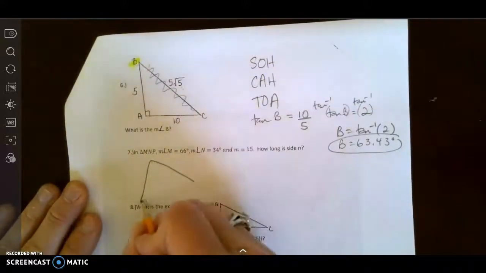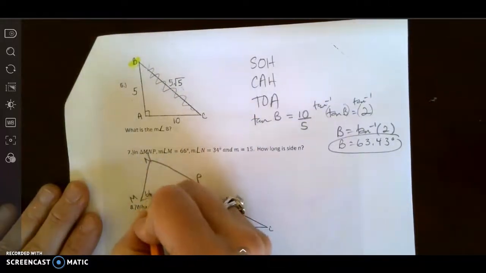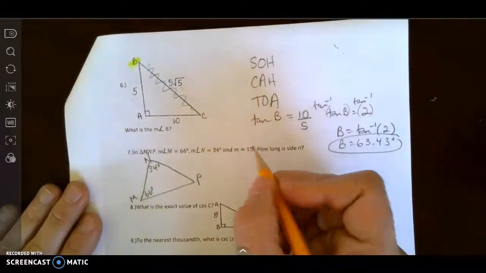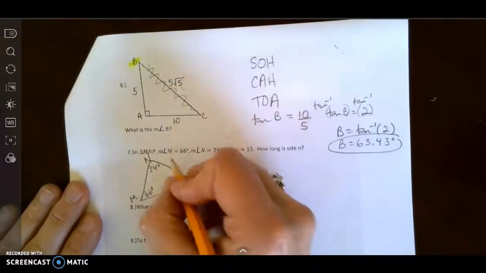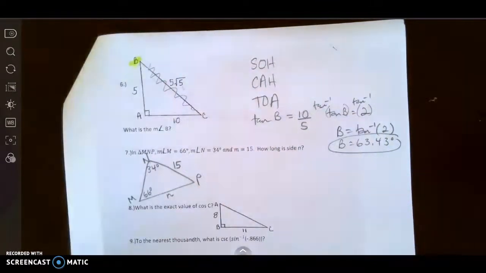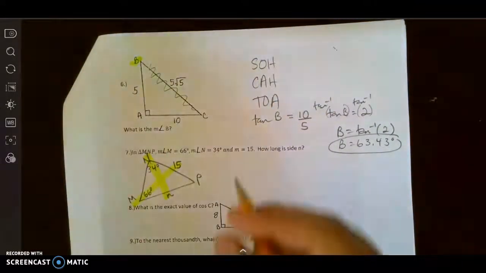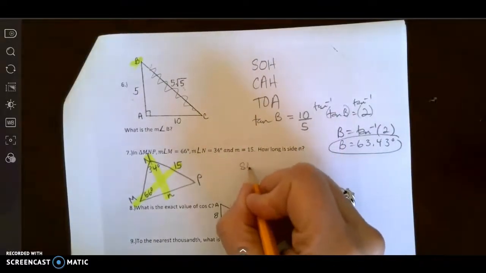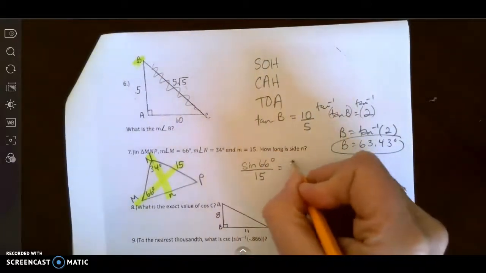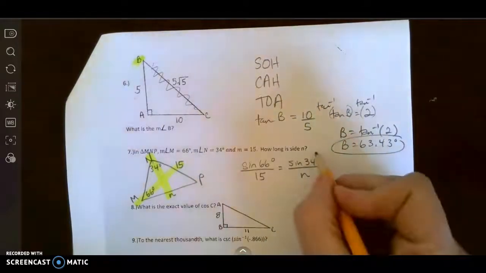Triangle MNP. Angle M is 66. Angle N is 34. And side M is 15. And I'm looking for side N. Let's see. So I have both of these, and I need this one. I'm going to use law of sines here, which says that the sine of 66 degrees divided by the side opposite equals the sine of 34 degrees divided by the side opposite that.